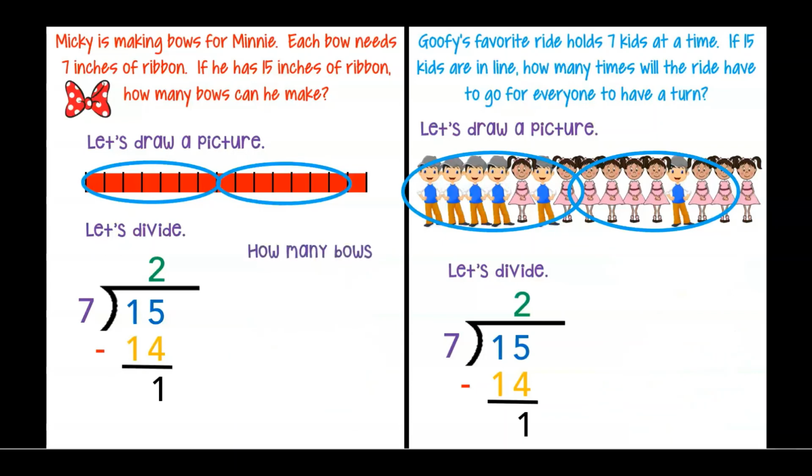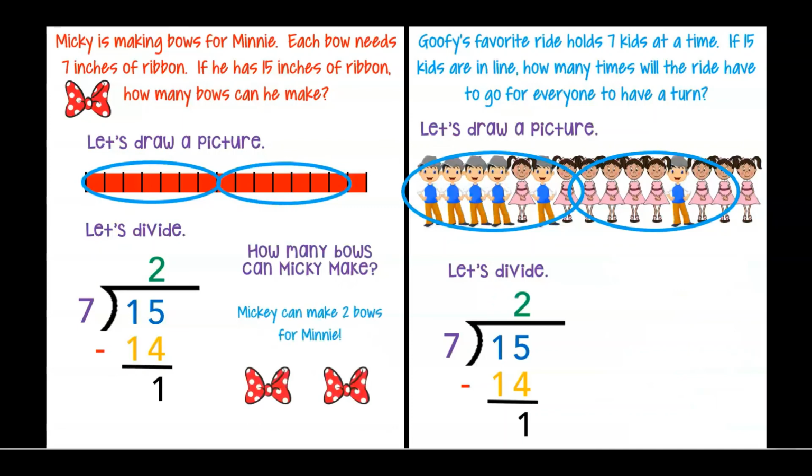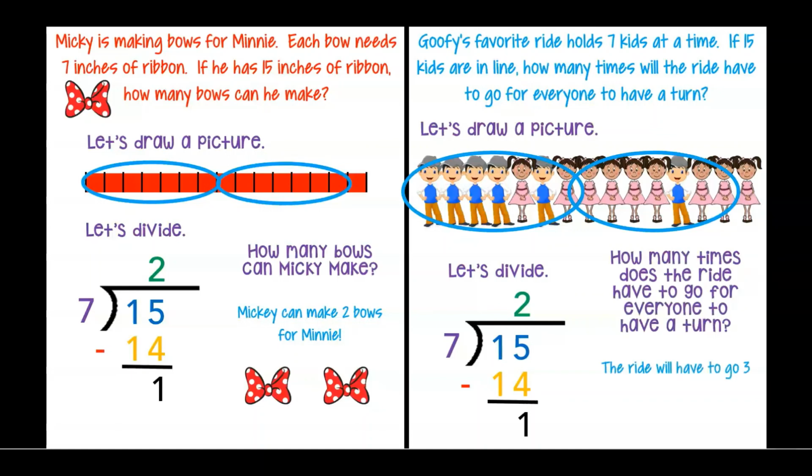So how many bows can Mickey make? Mickey can make 2 bows. There will be a little bit of ribbon left over. He can throw it away, he can use it for something else, but he can only make 2 bows. How many times does the ride have to go for everyone to have a turn? The ride will have to go 3 times so that everyone can have a turn. That ensures that even the little girl on the end gets a chance to ride.